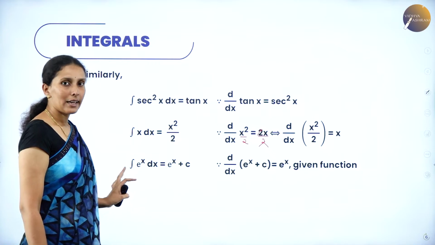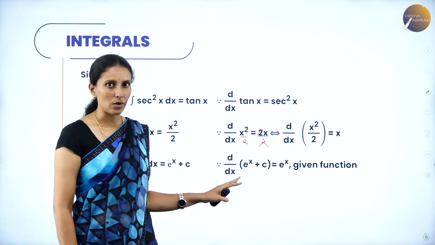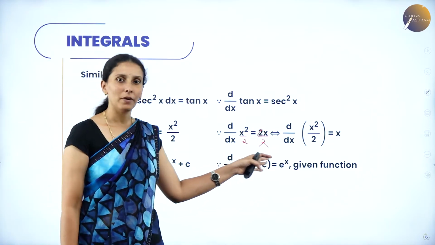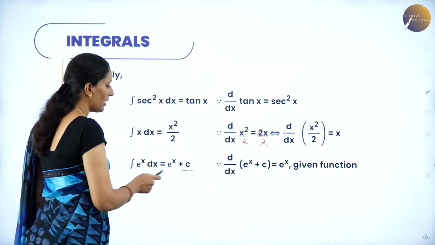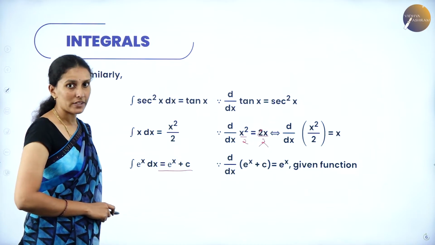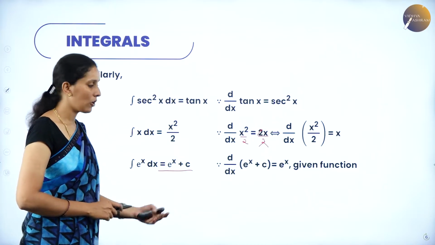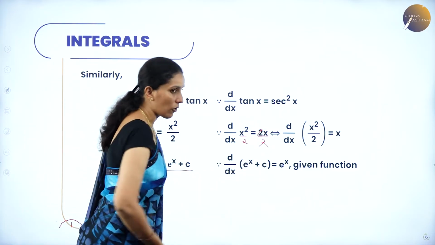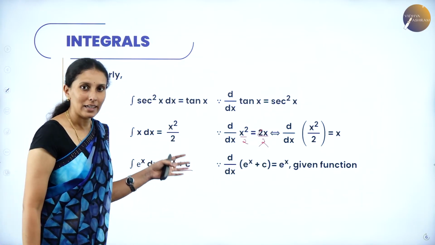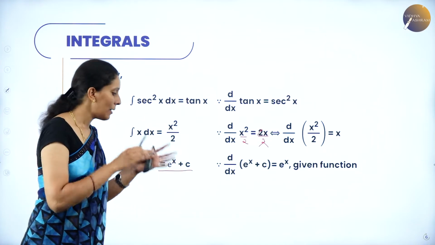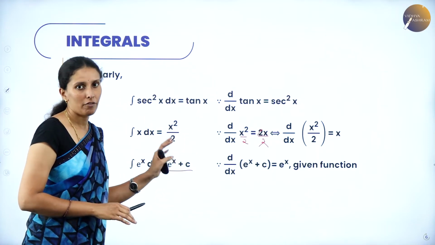Similarly, integration of e power x is e power x only, because the derivative of e power x is e power x. I already said that an indefinite integral always ends with the constant c. Why? Because when you differentiate it, the derivative of the constant is obviously 0, and hence we write c as an integration constant, which helps us to find the family of the functions here.